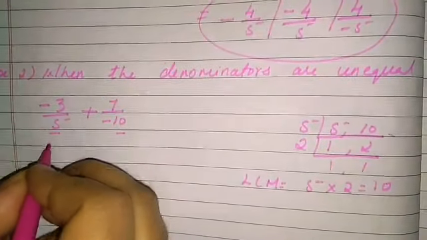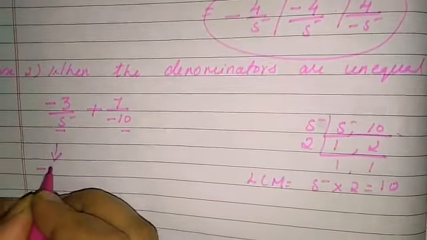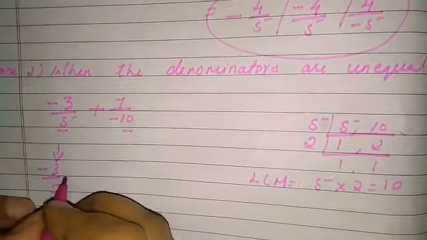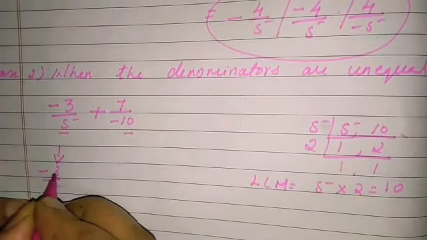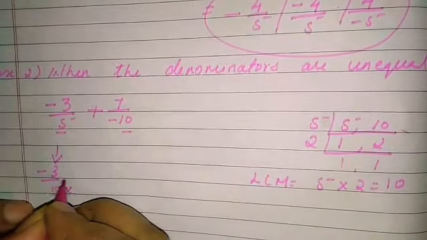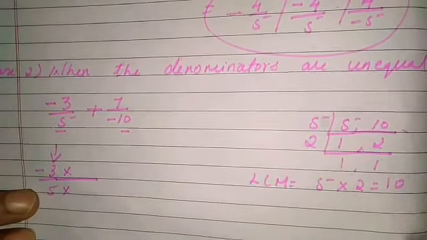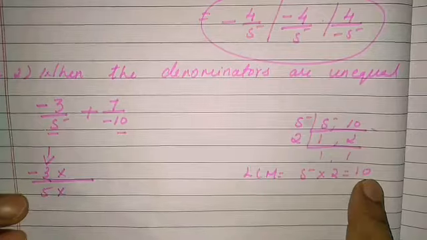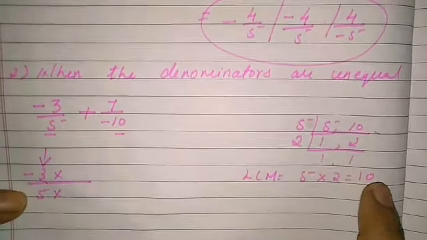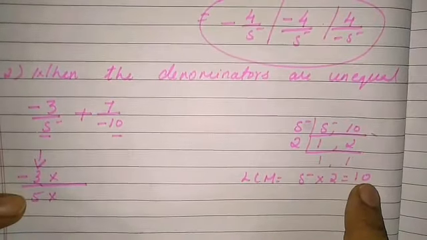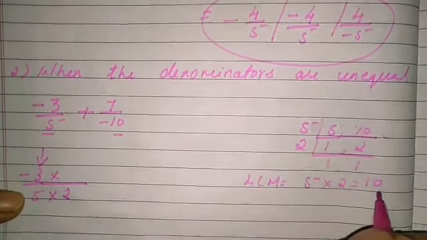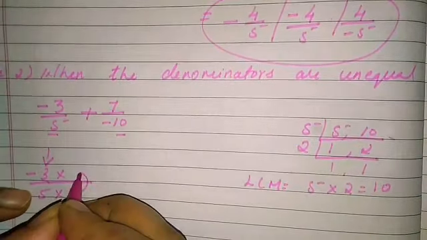So let's take the first number. It's minus 3 by 5. Let's simplify the first number first. So minus 3 by 5. So what I'm going to do is multiply. Okay, now I'm going to take this 10 and divide it by the denominator 5. So 10 divided by 5 gives us 2. So it's 5 twos are 10. Now I'm going to write the same 2 over here.